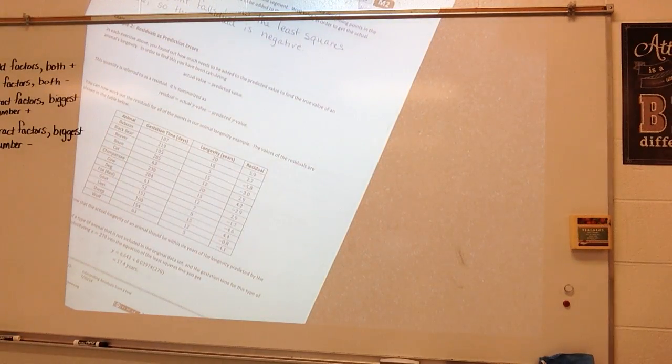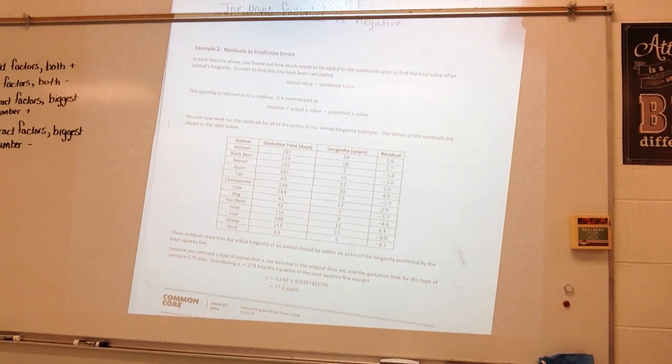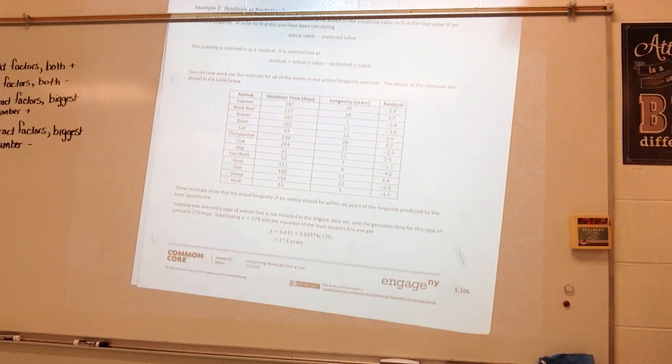Alright, in this exercise, you found out how much needed to be added to the predicted value to find the true value of an animal's longevity. In order to find this, you have been calculating the actual value minus the predicted value. This quantity is referred to as the residual. It is summarized as the residual is equal to the actual y value minus the predicted y value. You can now work out the residuals for all the points of our animal's longevity example. The values of the residuals are shown in the table below. So they went ahead and figured them out for you.